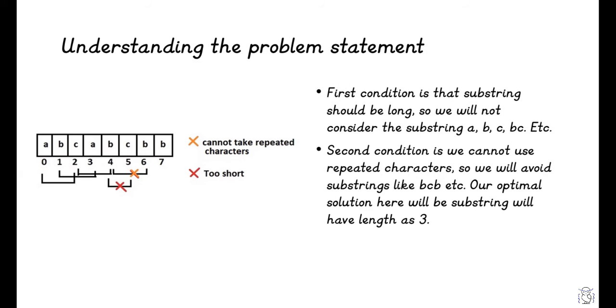Let's understand the problem statement with an example. Suppose our string is the one shown on the screen. We can have many substrings like A, B, C, ABC, BCA, etc. But according to our problem statement, our first condition is that the substring should be long. So, we will not consider substrings like A, B, C, ABC, etc. The next condition is that we cannot use repeated characters. So, we will avoid substrings like BCB, etc.